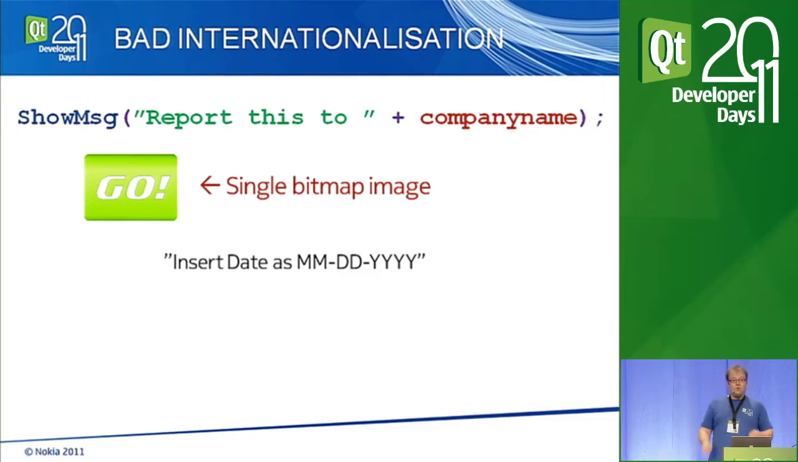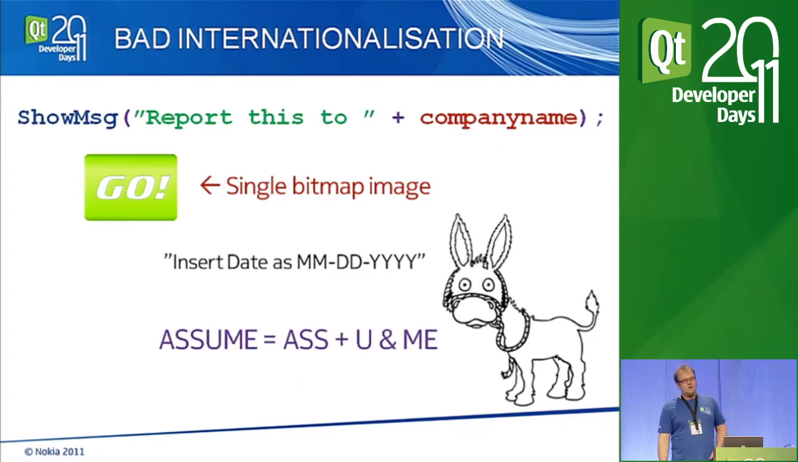So good internationalization, what are those? Not assumptions, because I'll be talking about assuming things later on. Good internationalization means that the user doesn't have to think about it. It seems obvious to them. So if you assume things, you make an ass out of you and me, and that's a donkey, not the other kind of ass.